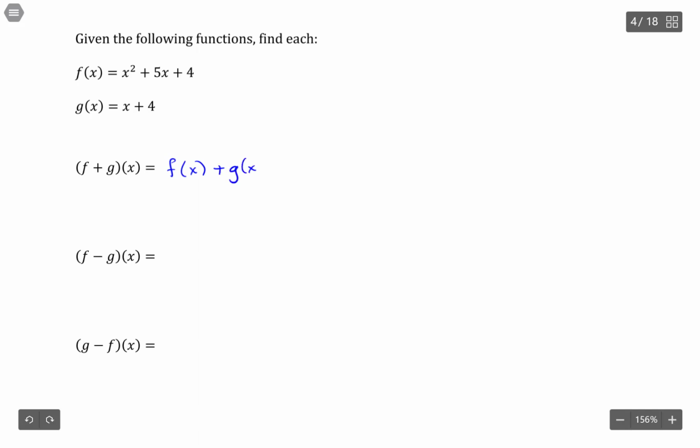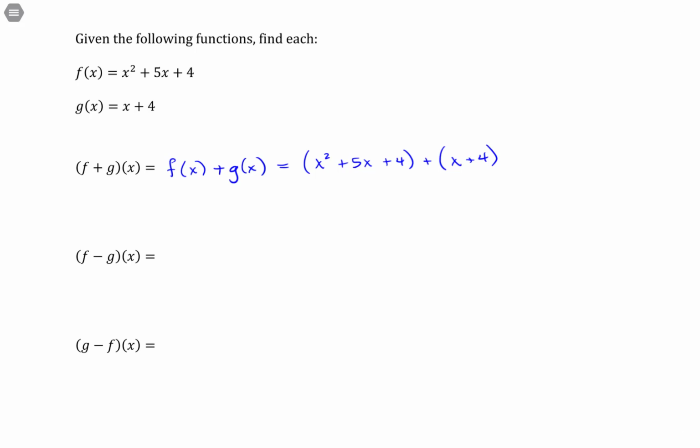plus the function g of x. So I just want to add these two functions together. So by definition, f of x is x squared plus 5x plus 4, and g of x is the function x plus 4. Now, I put parentheses around each of the function's definitions because if there happened to be a minus in front of one of those, that is a good reminder to tell me to distribute that negative into each of the terms. However, since there are no constant multipliers outside of these parentheses, they're not really necessary.